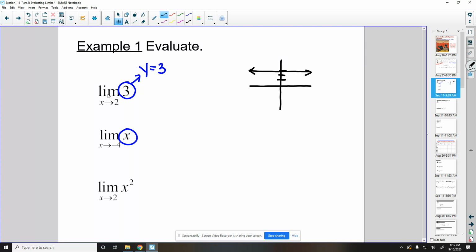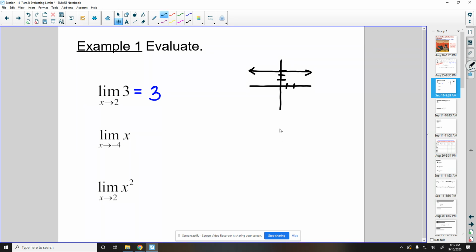Okay? And I'm asking you, what's the limit when x approaches 2 for this function? Well, we talked about this in class today. As x approaches anything, the function would be equal to 3, or the limit would be equal to 3, right? Because the y value is always 3. So if I say what's the limit of 3 as x approaches 2, that would be equal to 3 because it's an unchanging function.